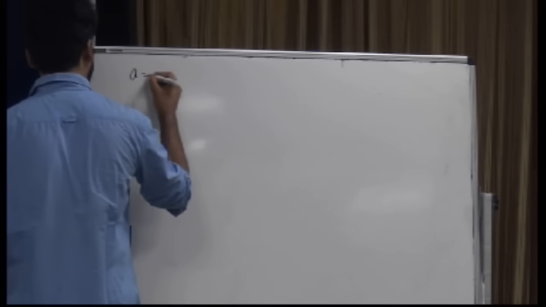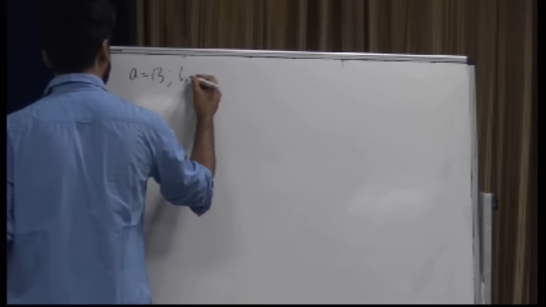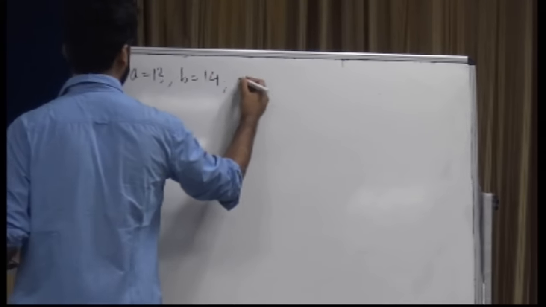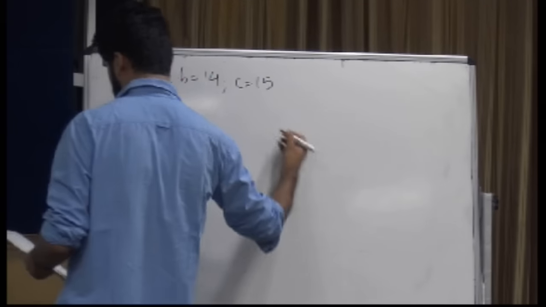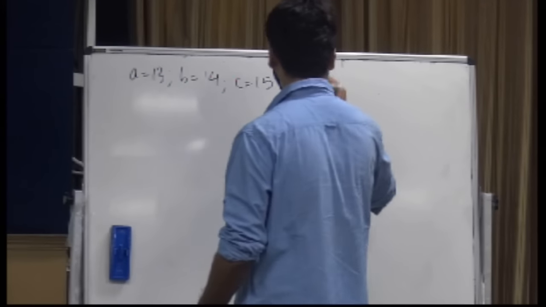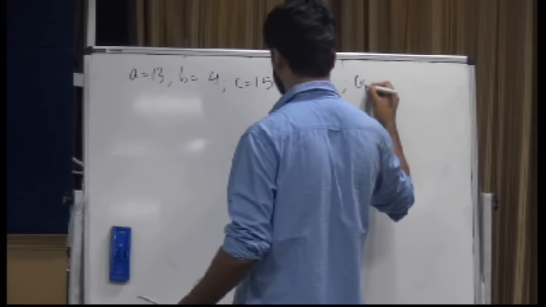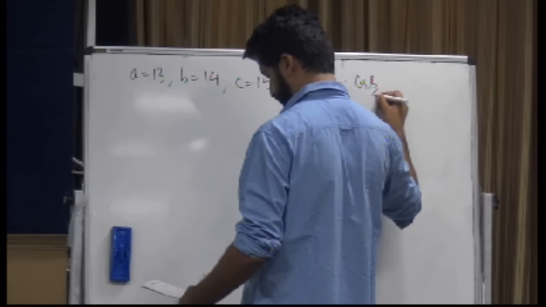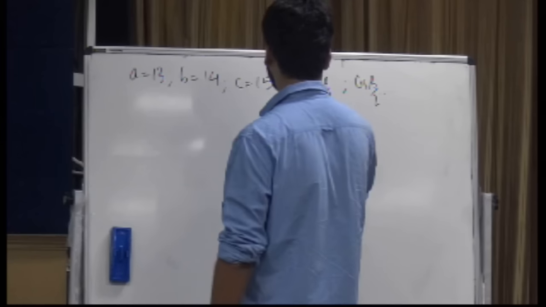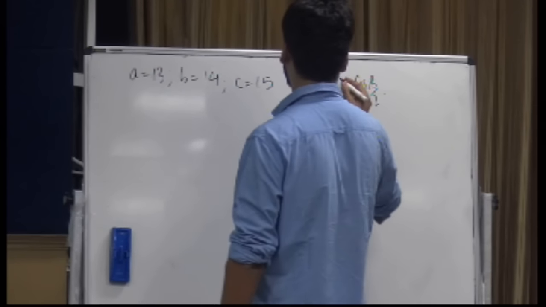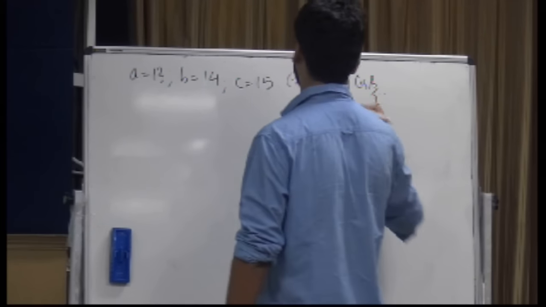Just use these half angle formulae. If A is equal to 13, B is equal to 14, C is equal to 15, find the value of sine A by 2 and cos B by 2. Okay, just these two. Find the value of sine A by 2, cos B by 2.